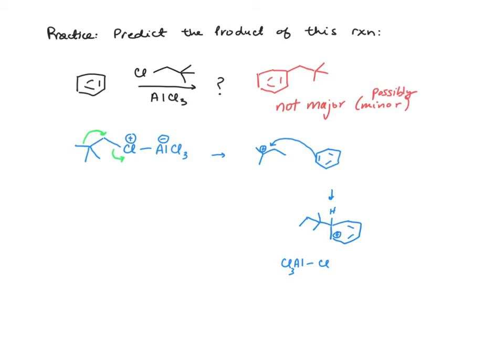Let me draw that arrow around here. That looks better. Then we get re-aromatization. And this is our product. So always keep that in mind when you have a primary alkyl chloride, that rearrangement is going to occur.